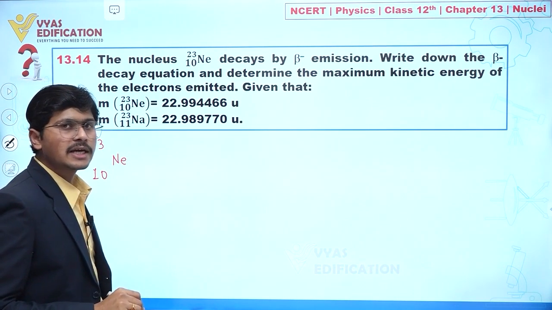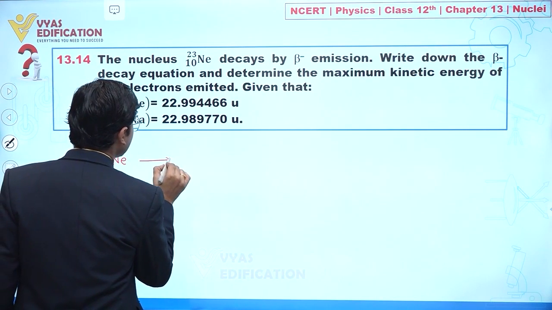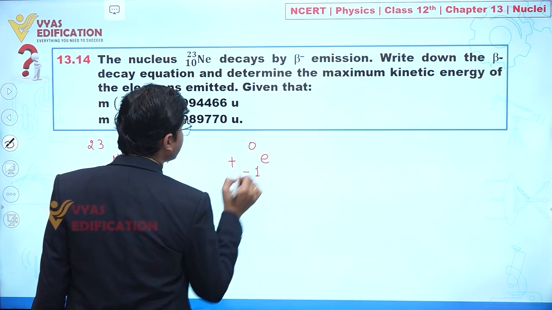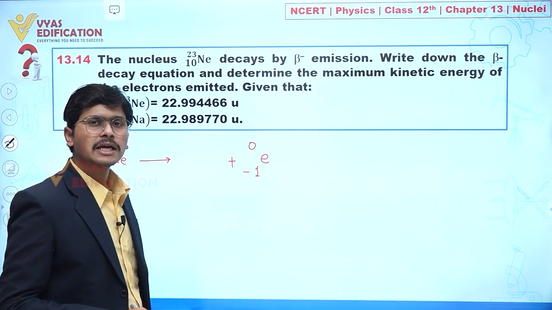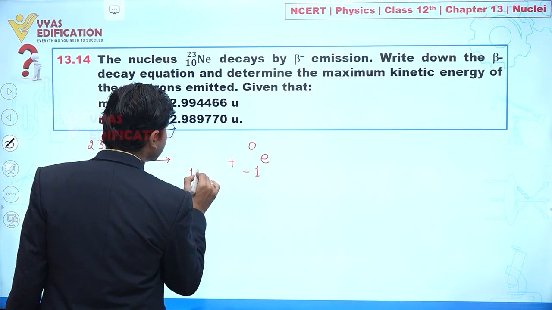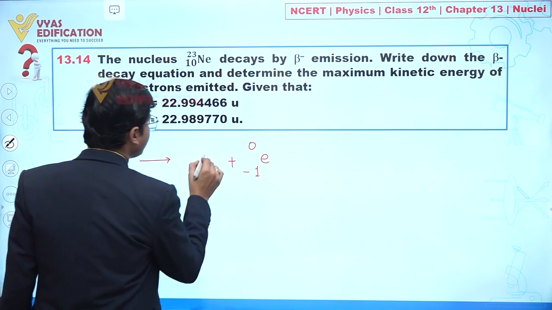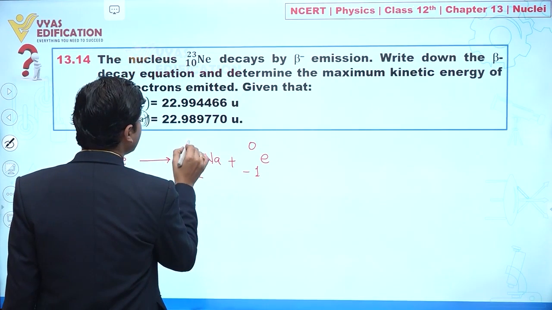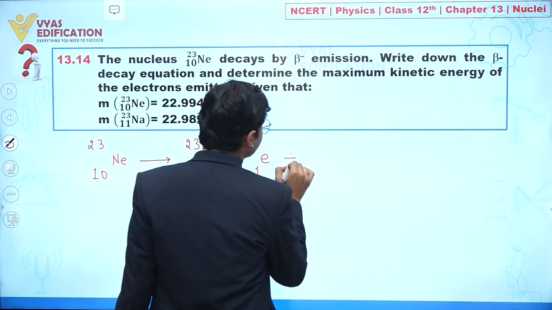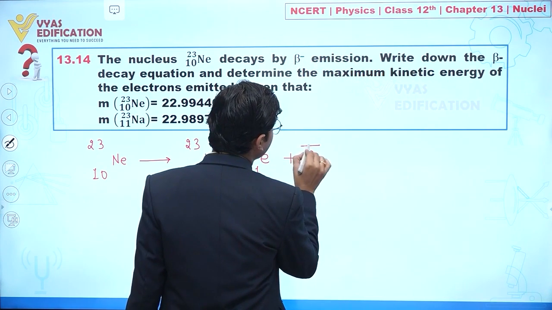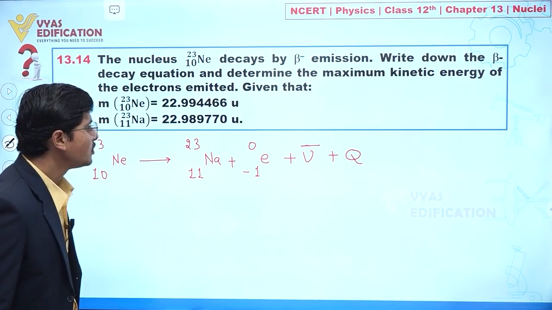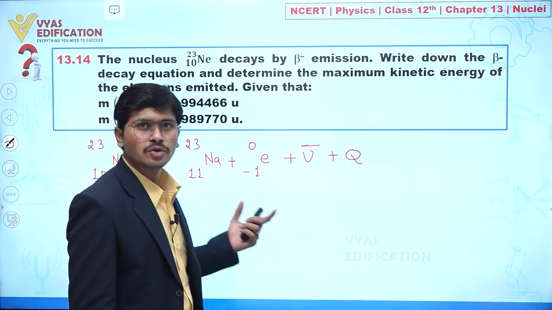It decays by beta minus emission, which means whenever we have beta minus emission, the atomic number increases by 1 for the daughter nucleus. So I can write it as 11, and for 11 we have Na, and definitely the mass number will remain the same. Similarly, an antineutrino particle will be emitted, and definitely some energy is also released. So like this we can write this nuclear equation.